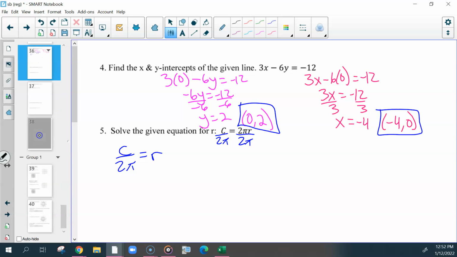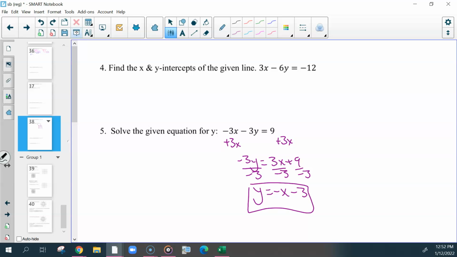If you had this number 5, you needed to move the 3x by adding it to the other side. Remember, when you do that, you're not actually combining these because they're not like terms. And then you're dividing everything by -3, so that this becomes a positive y, this becomes a negative x, and this becomes a -3. Do we have questions on 4 or 5?